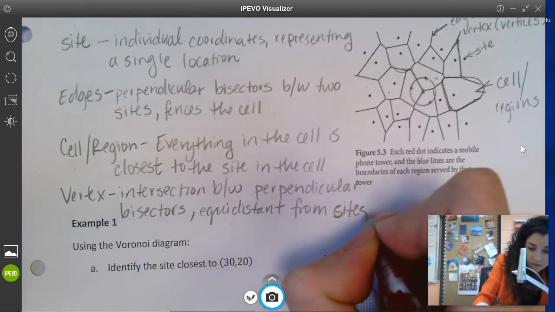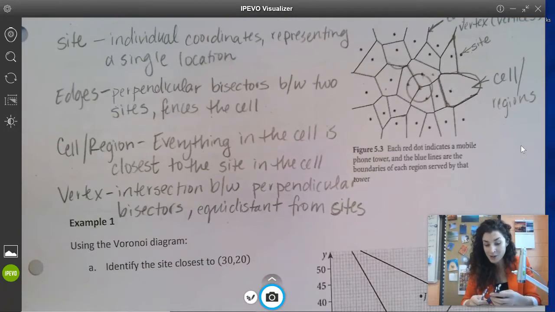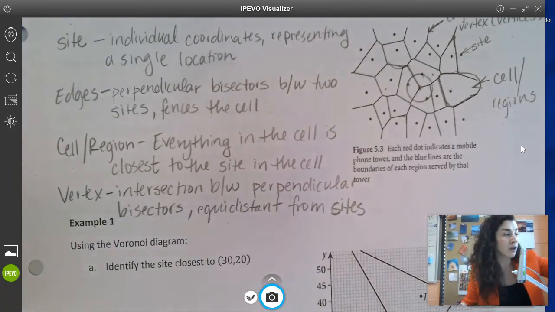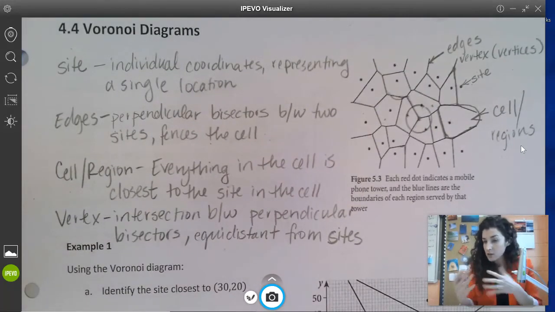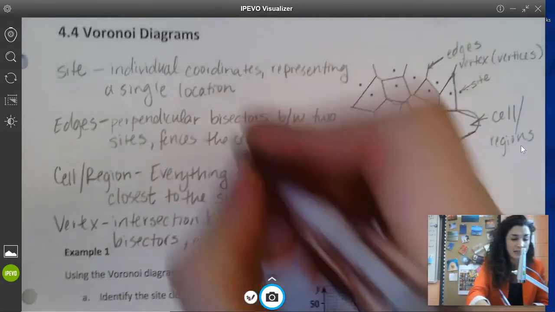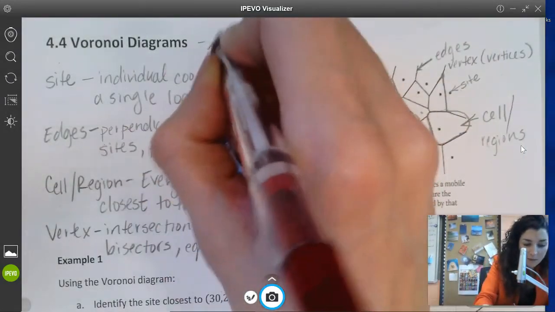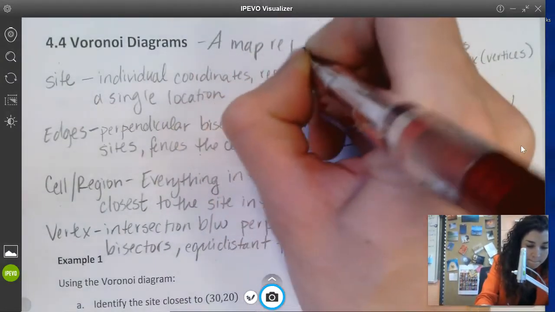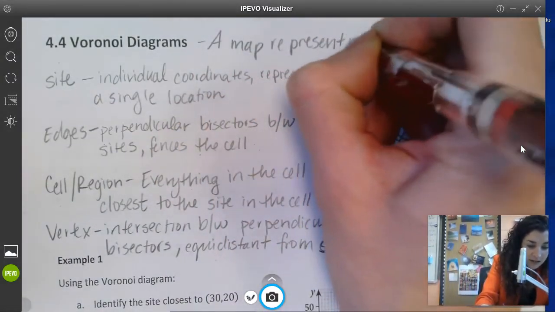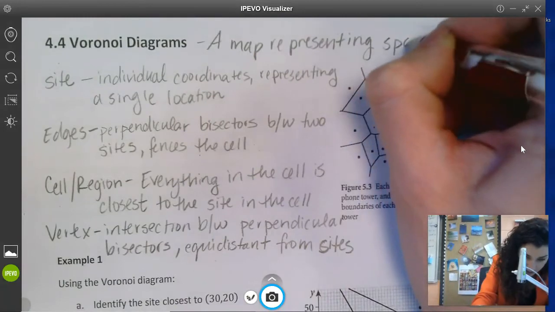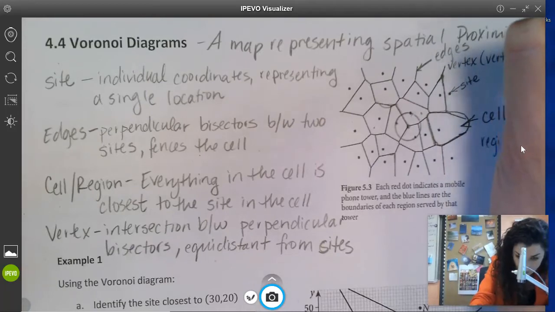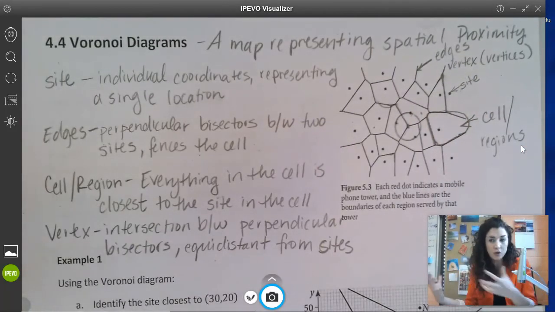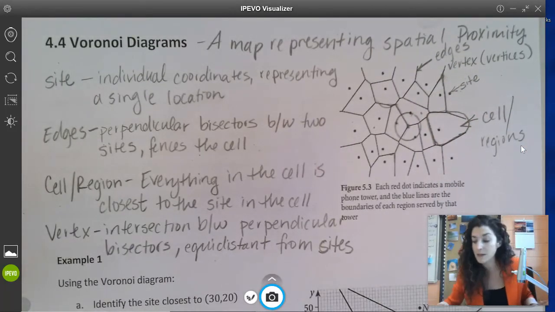We could imagine, or at least believe, that I'm going to explain to you at some point why we care about having points that are equidistant from a bunch of other points in terms of this application. But right now, that's the vocab that you need to have, the understanding of a Voronoi diagram being this idea of like a map representing spatial proximity. This idea of spatially, how close are you to things? That's what a Voronoi diagram is.